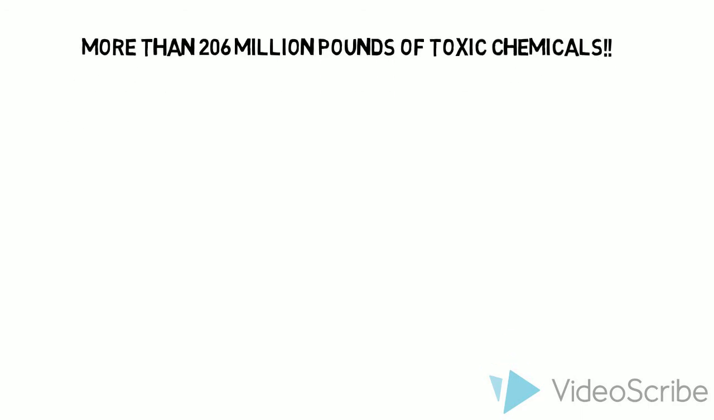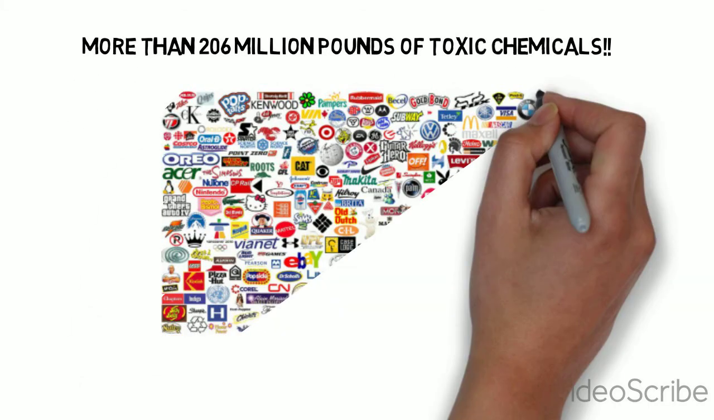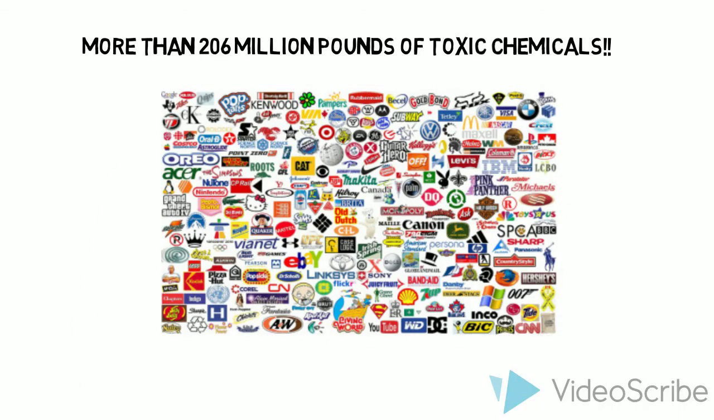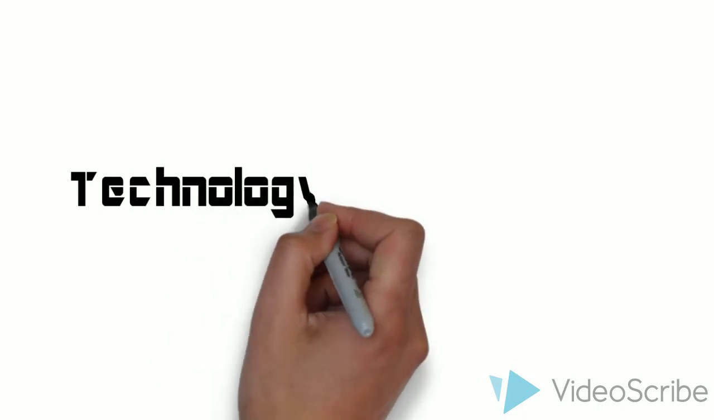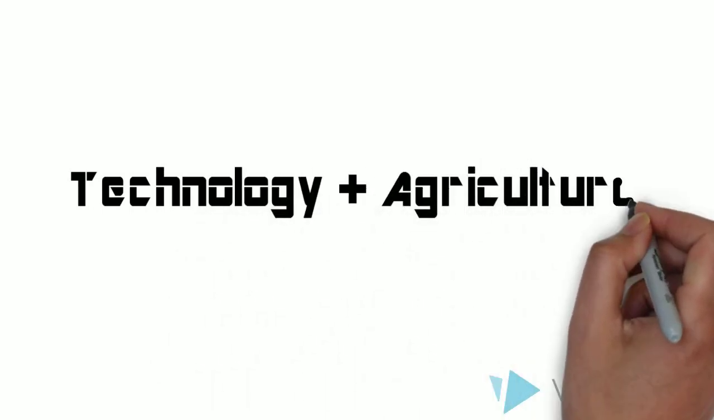In 2012, more than 206 million pounds of toxic chemicals were dumped into the water. Many companies are the cause of this chemical water pollution because they are dumping too much toxic waste into the water. For example, in 2012, Tyson Foods Inc. alone dumped about 18.5 million pounds of waste into the water. Industrial facilities released more than 1.4 million pounds of chemicals into bodies of water that were linked to cancer.